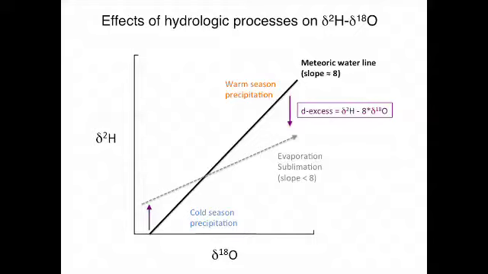Thus, we can use the offset, the deuterium excess value, as an indicator of evapotranspiration recycling to the atmosphere. Because if you look at the evaporate on the bottom left over there, the deuterium excess value is increased. In other words, the evaporation moving back into the atmosphere has a higher deuterium excess than what you find along the meteoric water line.